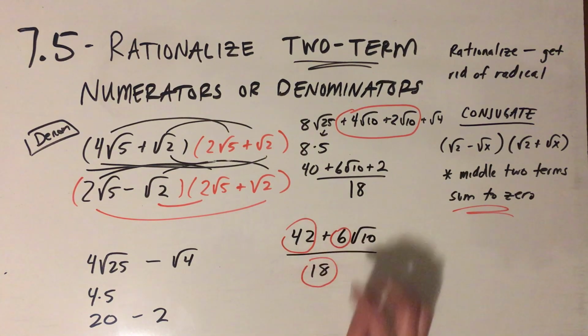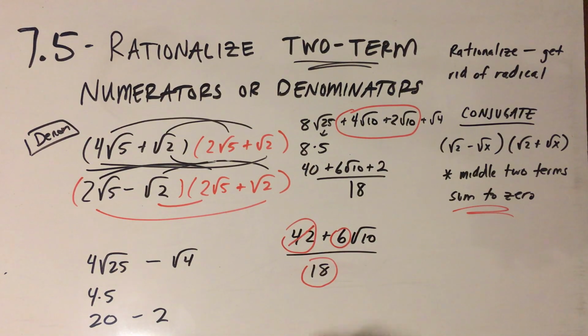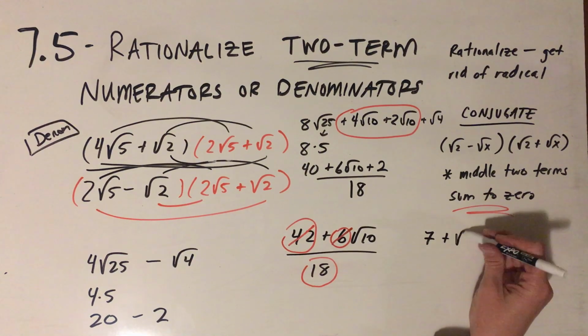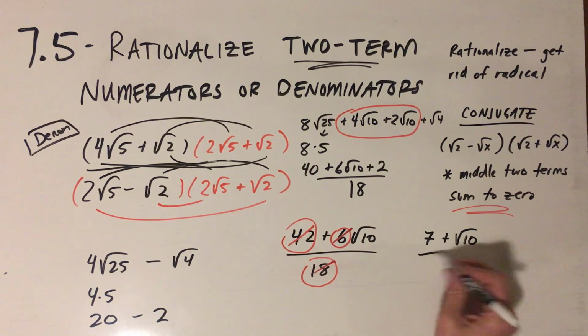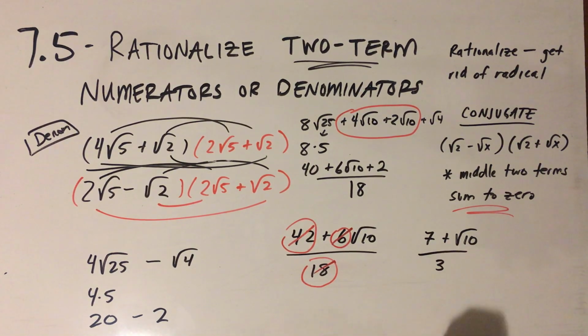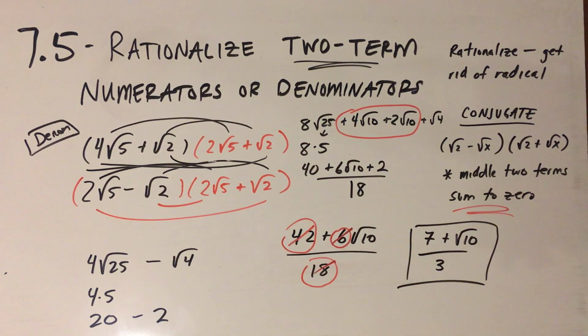All 3 of these have a 6 in common. So if I took a 6 out of the 42, then I would just have 7. If I take a 6 out of this 6, then I just have 1 square root of 10. And if I take a 6 out of this 18, then I just have a 3. So this is 7 plus the square root of 10 over 3. That is all the way simplified.